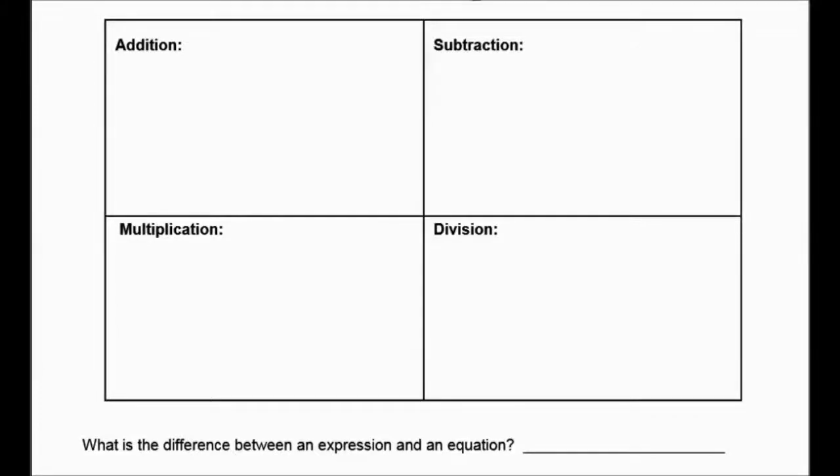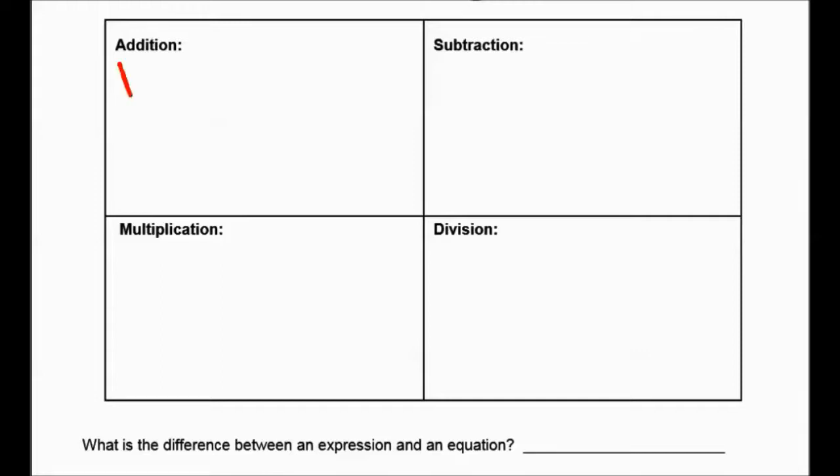All right, what we're going to do next is learn how to translate sentences into mathematical sentences, meaning an expression or an equation. In order to do that, we have a few words that we need to know, whether or not it's going to mean addition, subtraction, multiplication, or division. So we're going to write these down just so that we have them. So, words that mean addition.